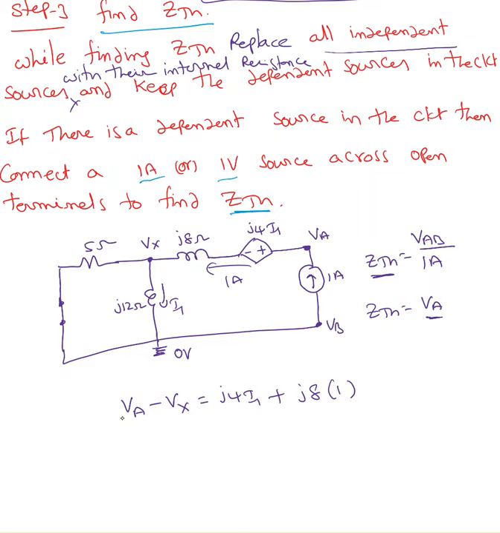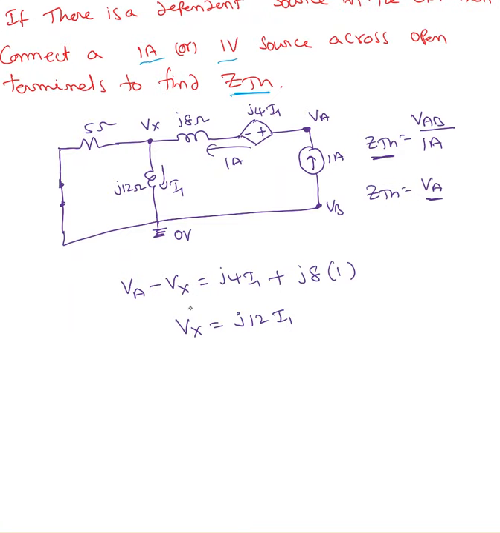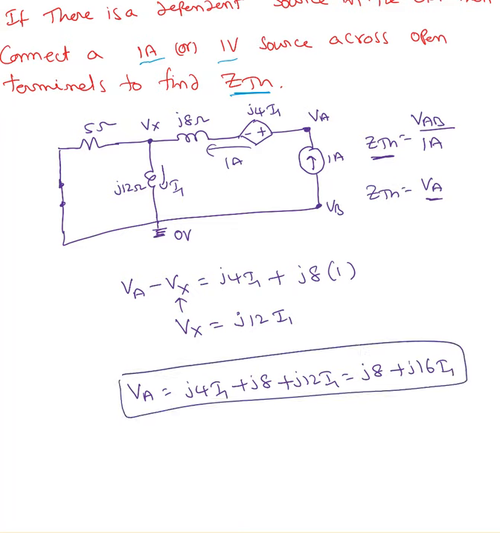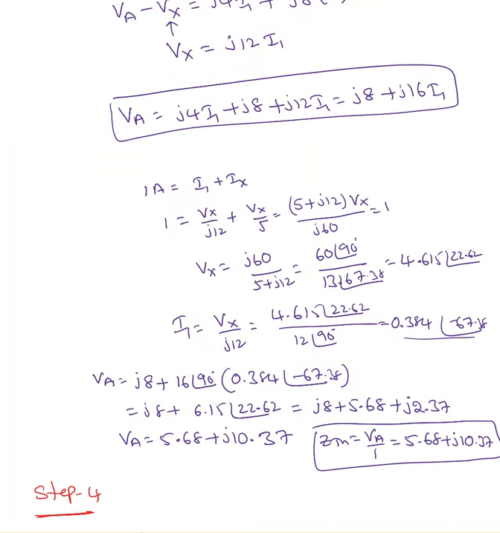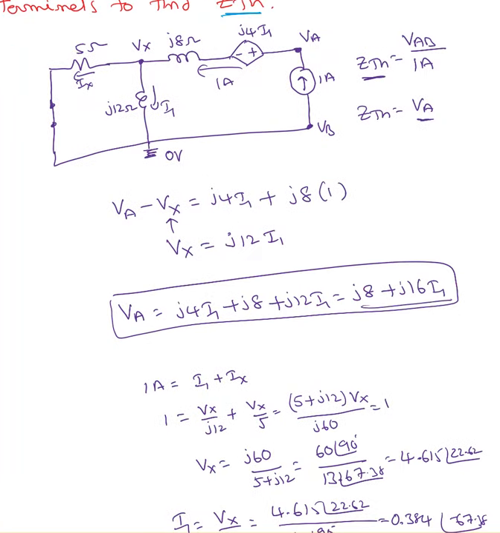My goal is finding VA, but at the same time I can say Vx equals J12 times I1. So I'm going to replace Vx with this value. So VA equals J4 times I1 plus J8 plus J12 times I1, which is J8 plus J16 times I1. That's my VA. Now I need to find the I1 value to find the VA value.